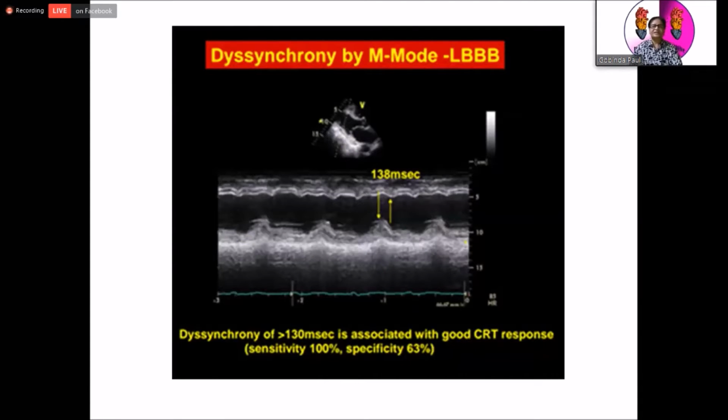We can assess left ventricular dyssynchrony by M-mode. In case of left bundle branch block, here we measure 138 milliseconds of dyssynchrony. And dyssynchrony helps us predict CRT response. When it is more than 130 milliseconds, this is also a good CRT response.